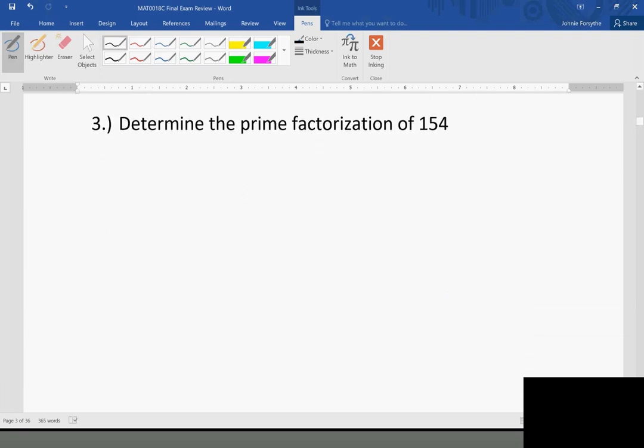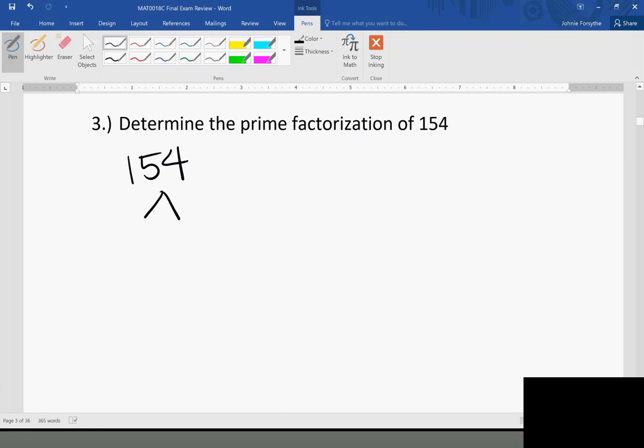Okay, number 3. Determine the prime factorization of 154. So the way that I like to start to find the prime factorization is to do a factor tree. What a prime factorization is, is that we're going to write out the product of only powers of prime numbers that will equal up to give us 154. So we're going to start with 154. And I want to think of two numbers that will multiply together to give me 154.